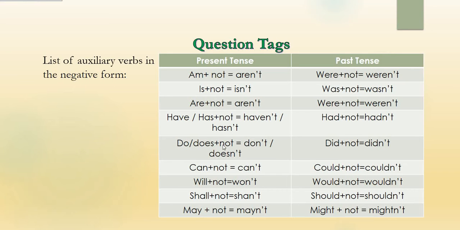Do or does plus not becomes don't or doesn't. Did plus not becomes didn't. Can plus not becomes can't. Could plus not becomes couldn't. Will plus not becomes won't. Would plus not becomes wouldn't. Shall plus not becomes shan't. Should plus not becomes shouldn't. May plus not becomes mayn't. Might plus not becomes mightn't.